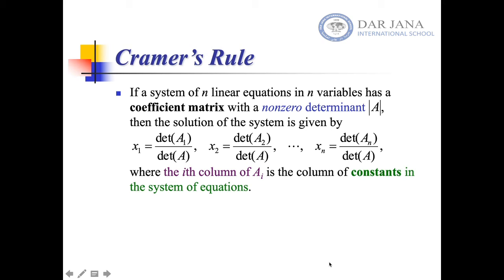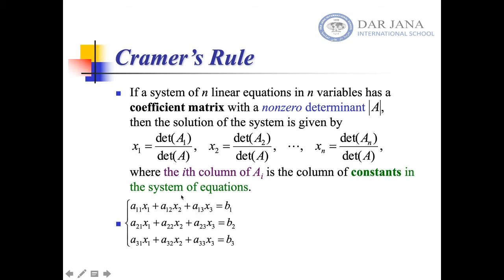If a system of n linear equations in n variables has a coefficient matrix with a non-zero determinant A, then the solution of the system is given by x1 equals the determinant of A1 over the determinant of A, x2 is the determinant of A2 over the determinant of A, xn equals the determinant of An over the determinant of A. Or we can say x, y, z, w, etc., where the ith column of Ai is the column of constants in the system of equations.